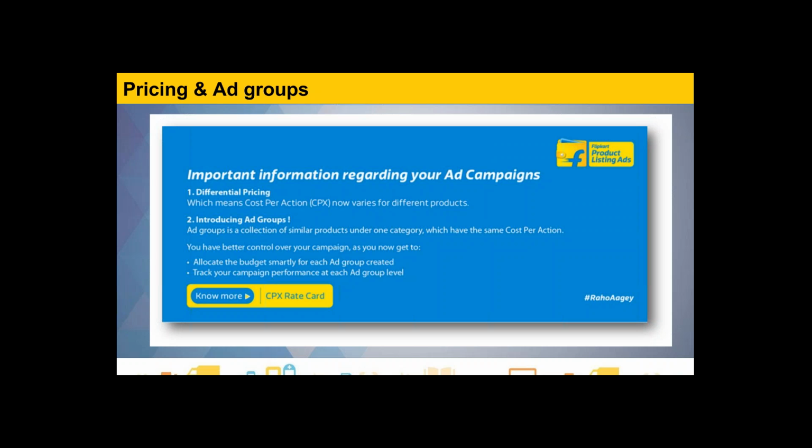What is ad groups? Ad groups is a collection of similar products under a category which has the same cost per action. With this, you now have the power to customize your budget for different categories and track them separately. Every ad group has different product mix, which showcase different demand supply curve, margins, opportunities, RPC. Hence, they all need to be priced differently.